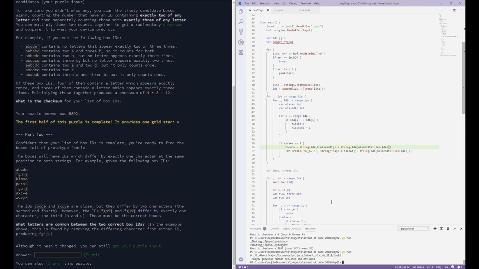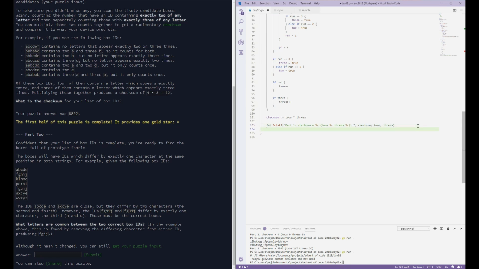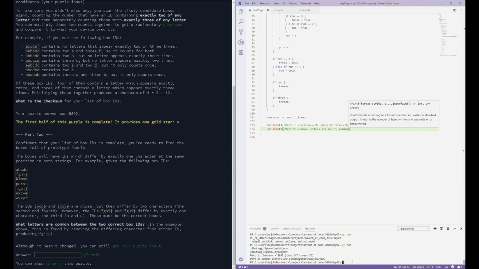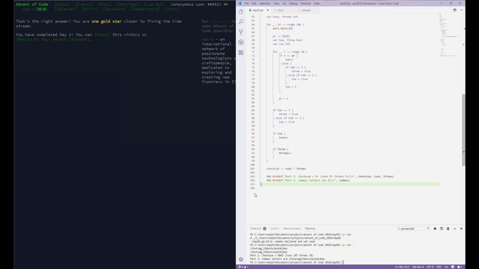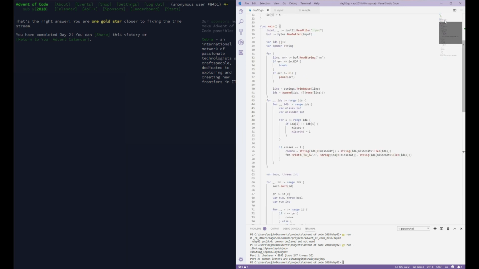Common declared and not used, and then do. Common letters are, and then let's do that. Yes, that's a gold star. Hooray, hooray. Whippy! This is so ugly though. 105 lines for this mess.